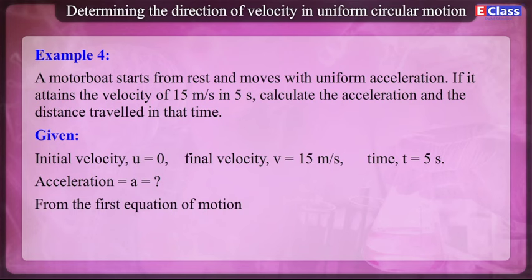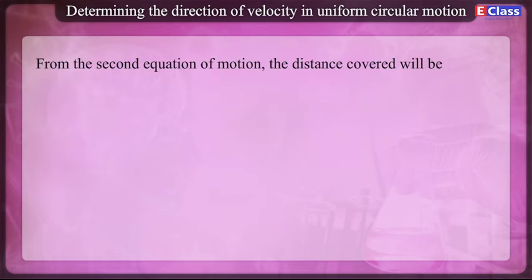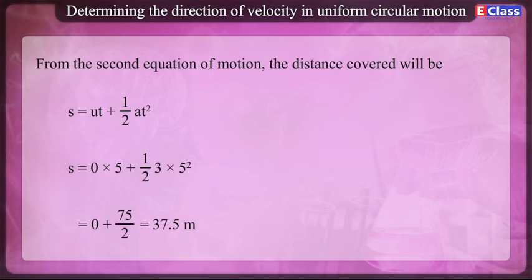From the first equation of motion, a is equal to v minus u upon t, which is equal to 15 minus 0 upon 5, which is equal to 3 meter per second square. From the second equation of motion, the distance covered will be S is equal to ut plus 1 upon 2 at square. S is equal to 0 multiplied by 5 plus 1 upon 2, 3 multiplied by 5 square, which is equal to 0 plus 75 upon 2, which is equal to 37.5 meters.